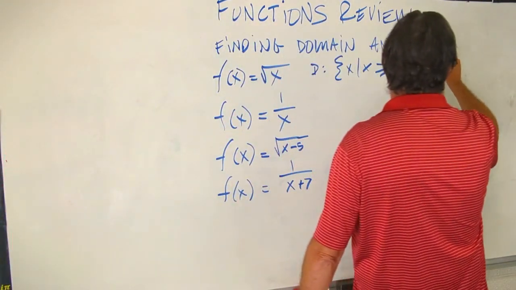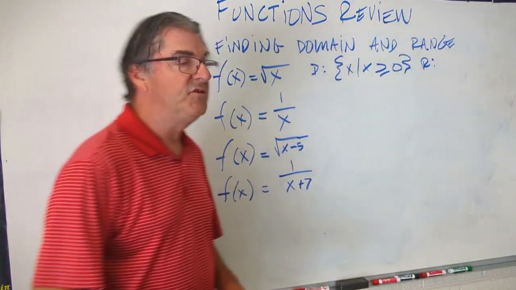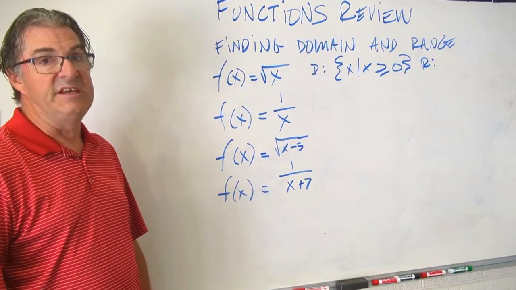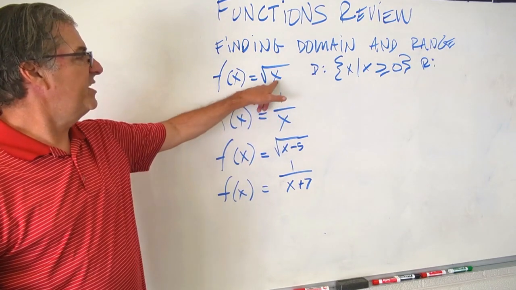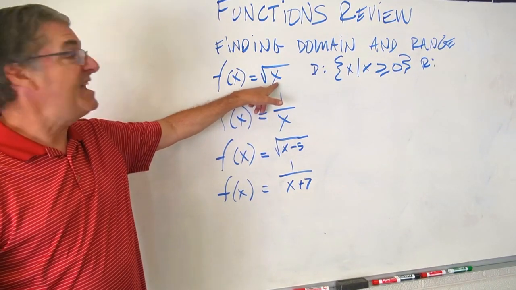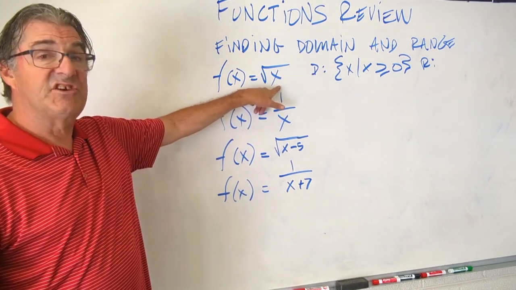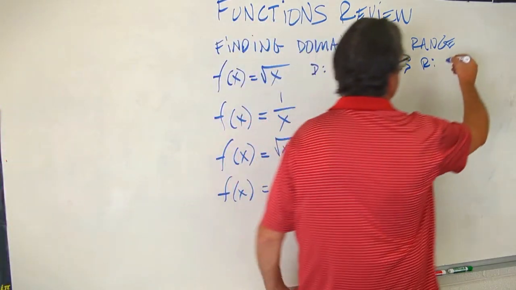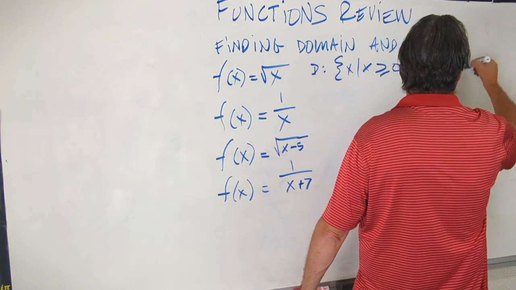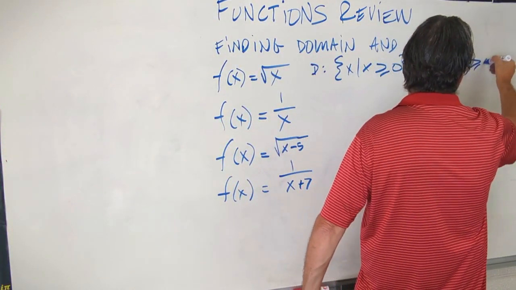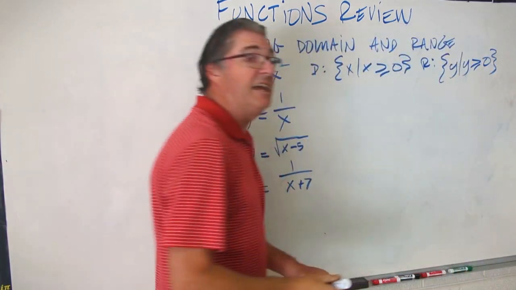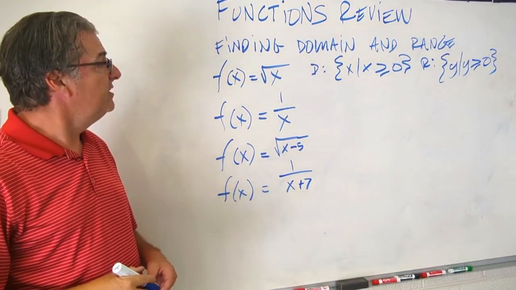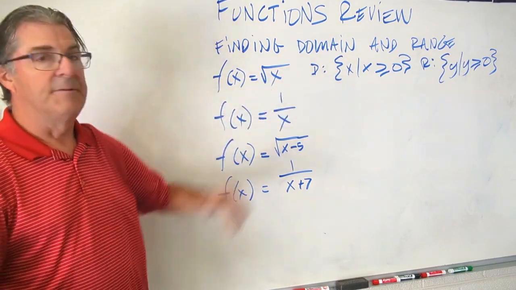Now the range, pause the video for a minute and see if you can figure out what the range is going to be. Okay, we can never get a negative number taking a square root. So the range is going to be the same thing. We're going to get the set of all y such that y is also greater than or equal to 0. We'll never get a negative number out of a square root. So check that out. That's that one.